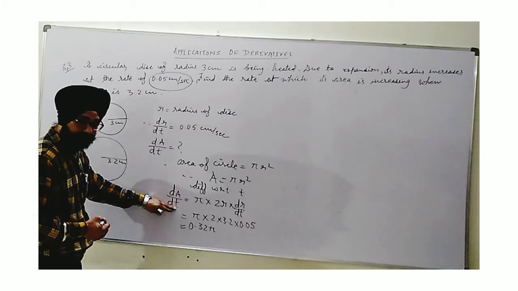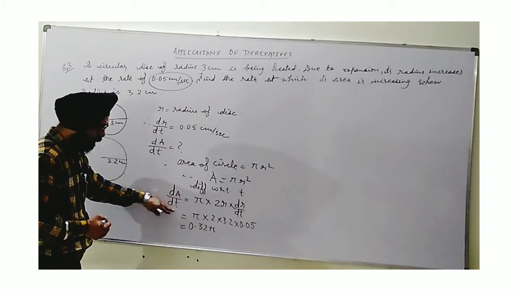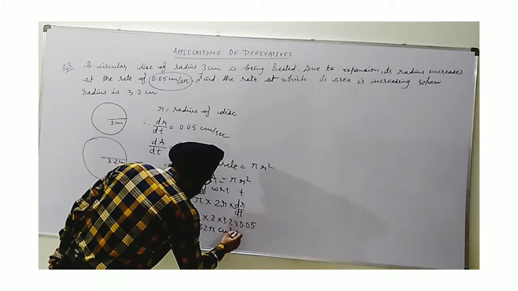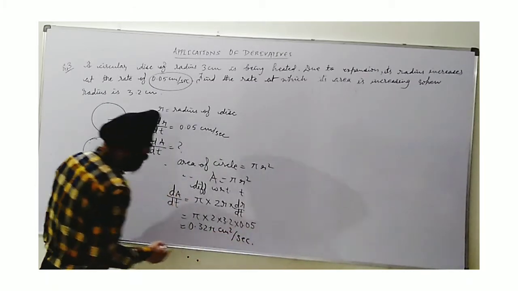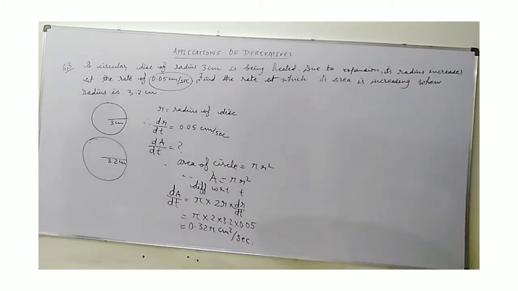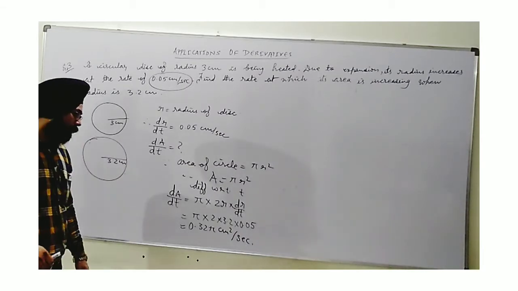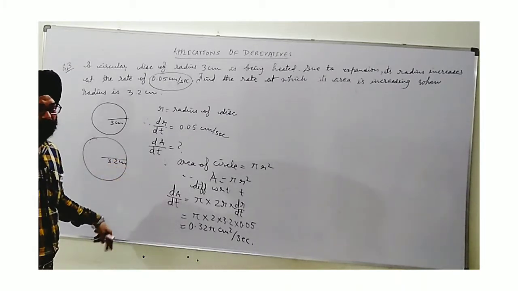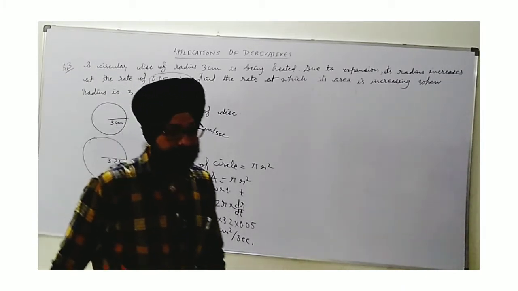Now about the unit, we will discuss. It's area upon time. You see, dA means area, dt is for time. So the unit of area is centimeter square and time is per second. So this way we put the unit, centimeter square per second. Okay, so this way we will find this. This was different from the previous question. More questions we will see next.